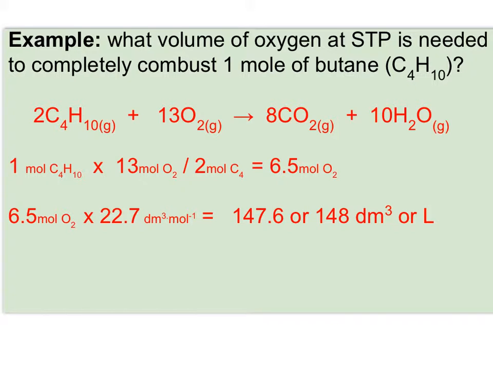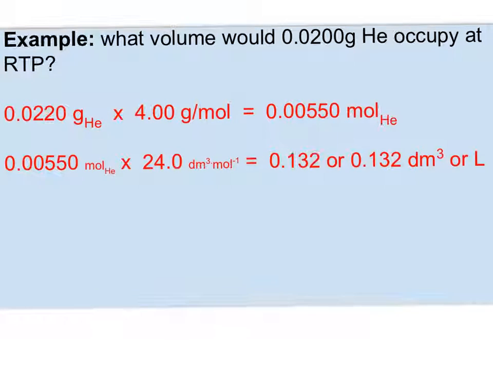I notice my butane's missing the last part of its formula here. So the 13:2 ratio means it would be 6.5 moles of oxygen. And then as far as what volume that is, because it's at STP, I can go ahead and multiply by the 22.7 and get 148 liters or decimeters cubed.